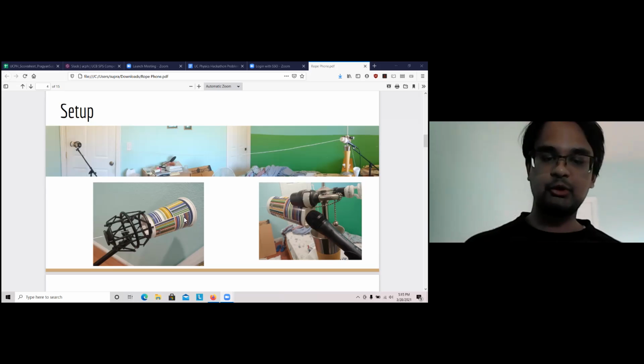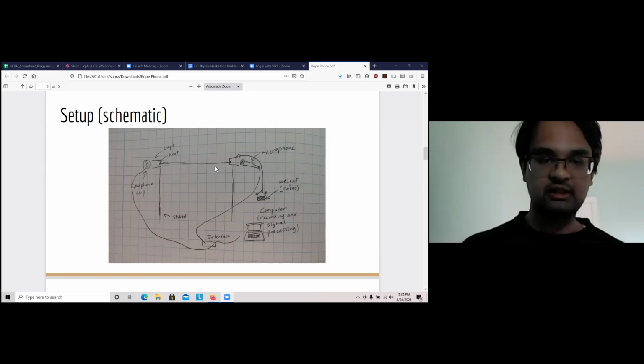On one end, I would put my headphones. I couldn't put my headphones and take a picture at the same time, but I would put my headphones here during the experiment. And on the other end, I would put my microphone about where the ear would go when we were using a rope cup phone. Here's a schematic of what it looks like to make it more clear. The weight is attached to the cup and pulling down and over the stand so that there's a tension between the rope here.